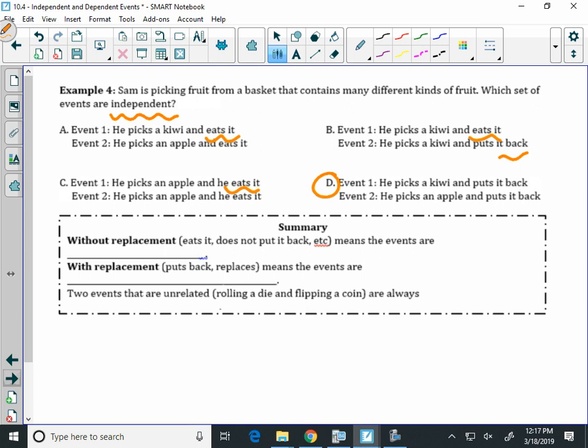So things like eating, throwing away, and not putting back, discarding, not replacing, those types of words, okay, are always going to be what? Independent or dependent? And we have without replacement. So eats it, doesn't put it back, throws away, discards. We would say those are what? Independent or dependent? Dependent. Okay. With replacement, you put it back, replace, things like that are always going to be independent.